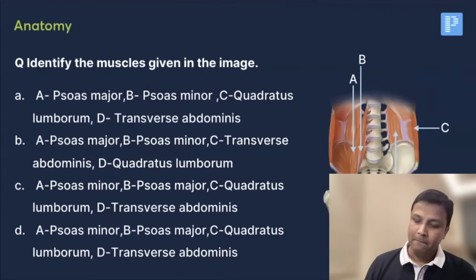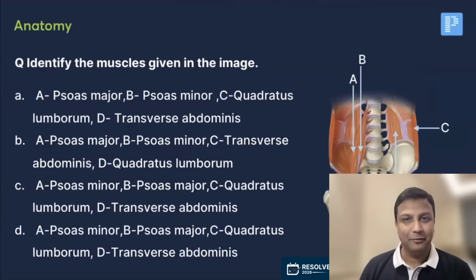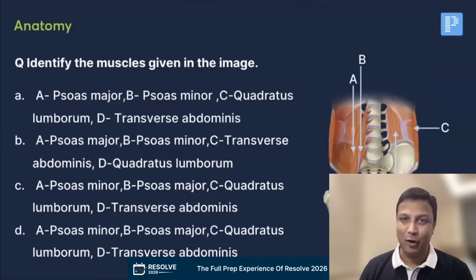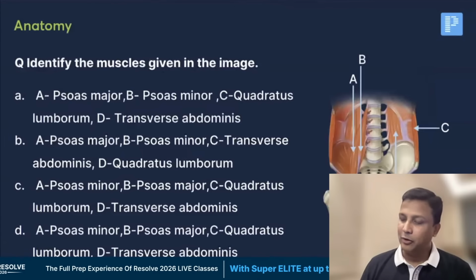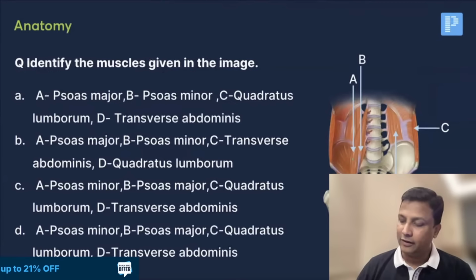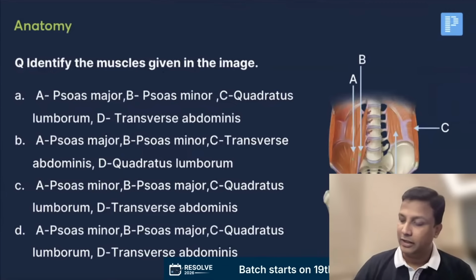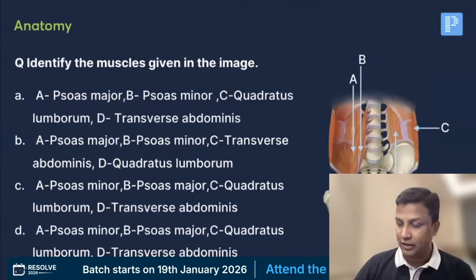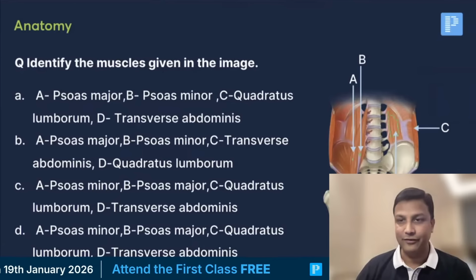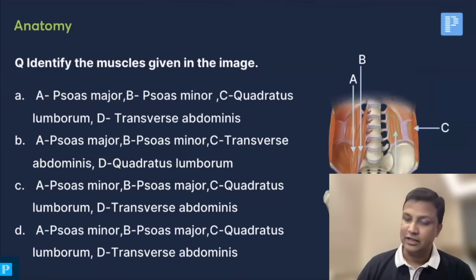Fine. Now finally one more question here. Identify the muscles given in the image, and this is about the posterior abdominal wall. In the posterior abdominal wall, I told you this one will be the psoas major muscle and this one will be the psoas minor muscle. And then this rectangle-shaped or quadrangular-shaped muscle will be nothing but quadratus, and it is in the lumbar region, which is why it is referred to as lumborum. And this muscle, which is going transversely here, is the transversus abdominis muscle.